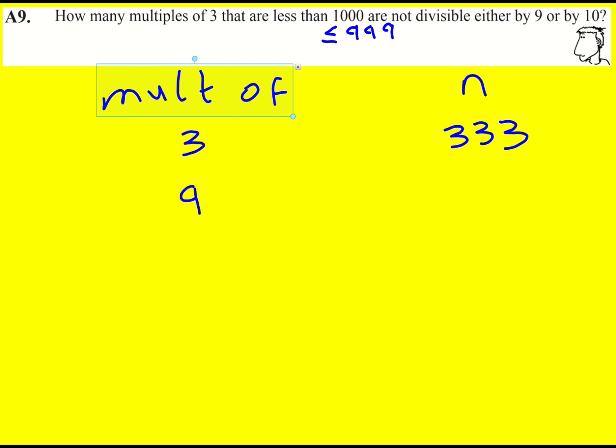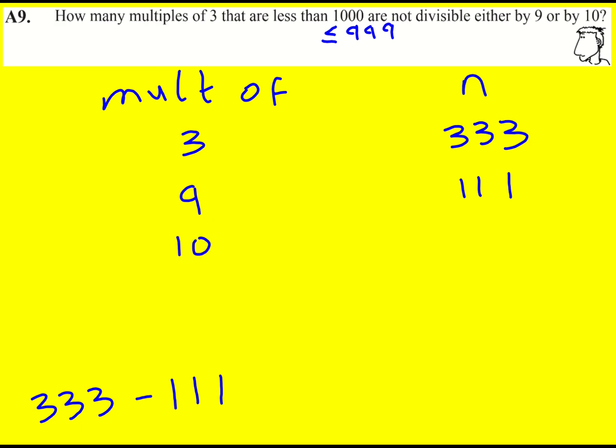Well, actually, that's going to be every ninth one. So I can do 999 divided by 9. It's going to give 111. So if I do 333 minus 111, that will give me all the multiples of 3 that are not multiples of 9. So I'm well on my way. Just now need to think about the multiples of 10.